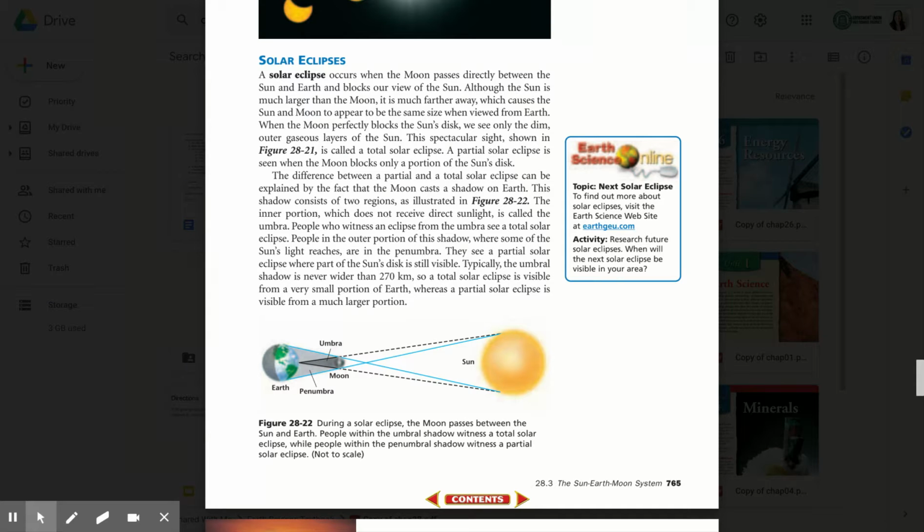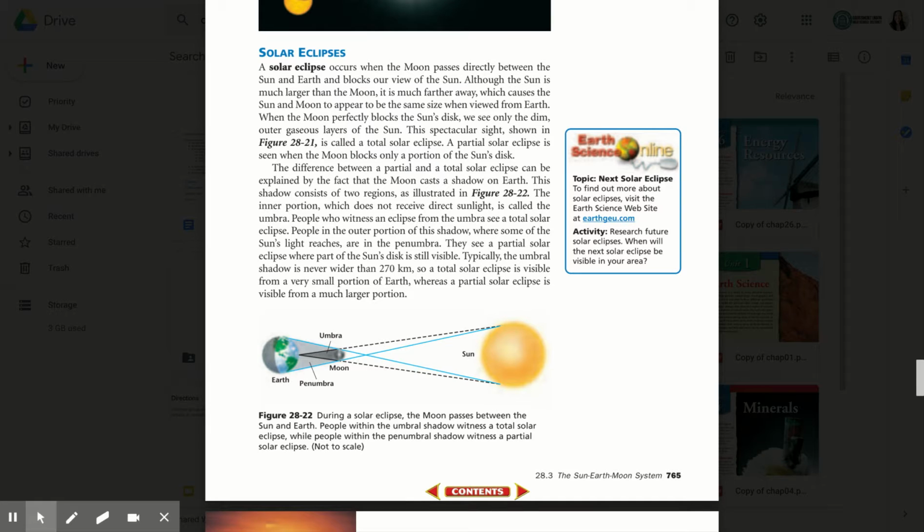A partial solar eclipse is seen when the moon blocks out a portion of the sun's disk. The difference between a partial and a total solar eclipse can be explained by the fact that the moon casts a shadow on Earth. This shadow consists of two regions, as illustrated in Figure 28-22. The inner portion, which does not receive direct sunlight, is called the umbra. People who witness an eclipse from the umbra see a total solar eclipse. People in the outer portion of the shadow, where some of the sunlight reaches, are in the penumbra. They see a partial solar eclipse, where part of the sun's disk is still visible.